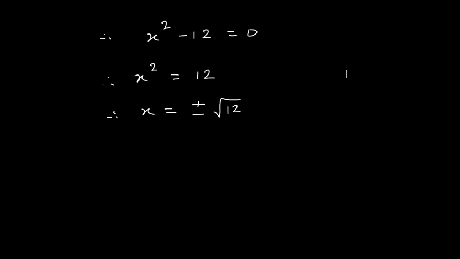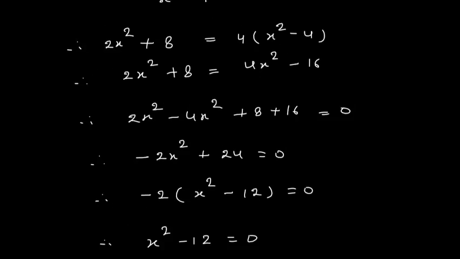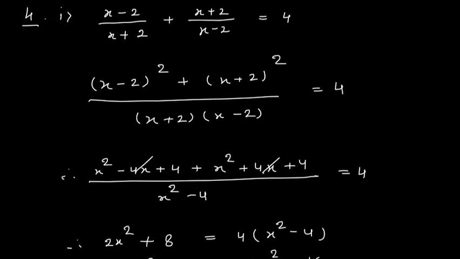So the value of x, therefore we will say that x is equal to plus or minus. Now this root 12 is nothing but 4 into 3, and the square root of 4 is 2. So x is equal to plus or minus 2 root 3. X is equal to plus or minus 2 root 3. This is your first problem. Simple one.